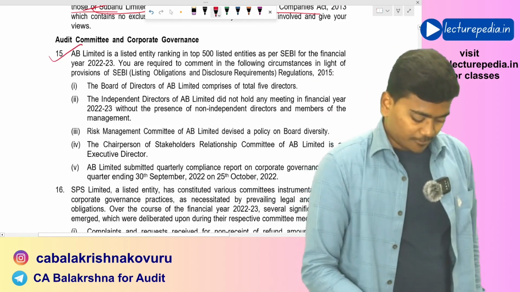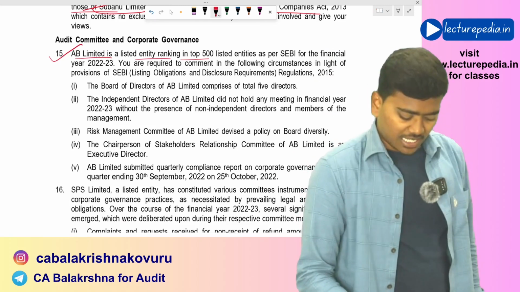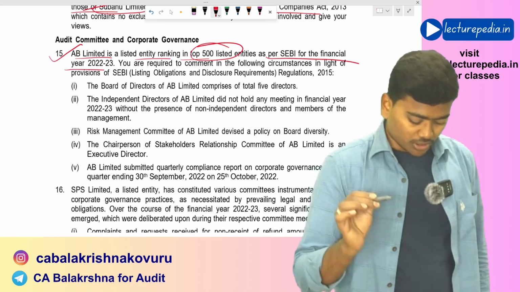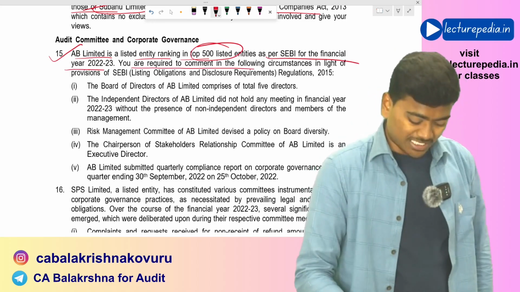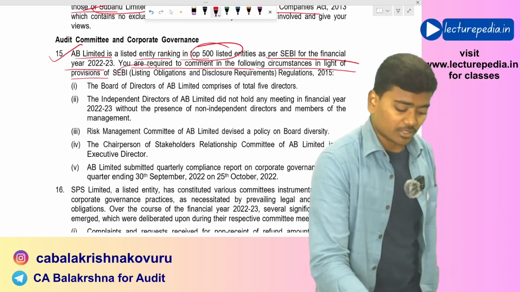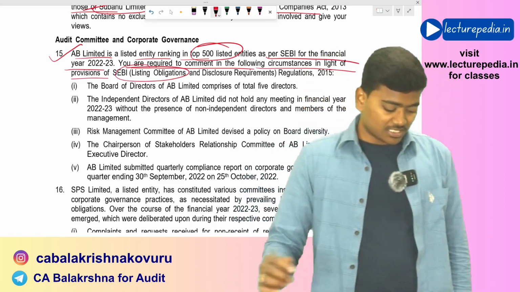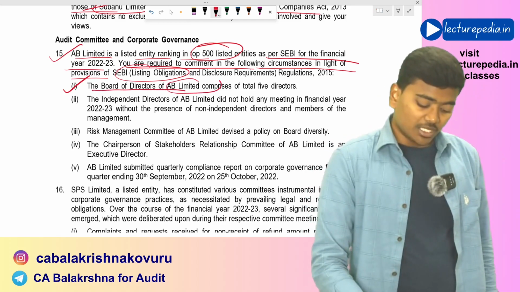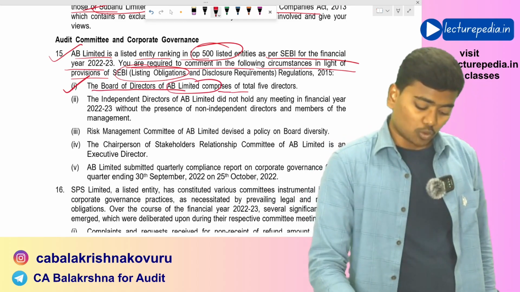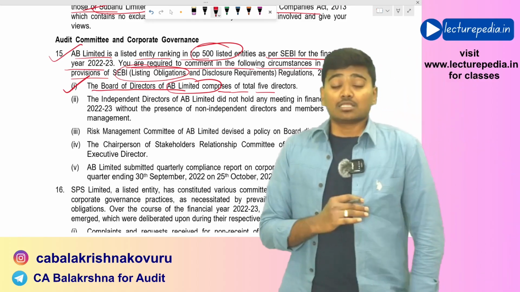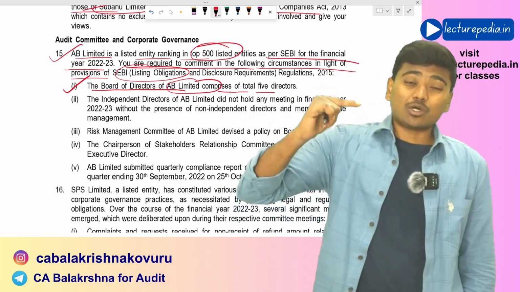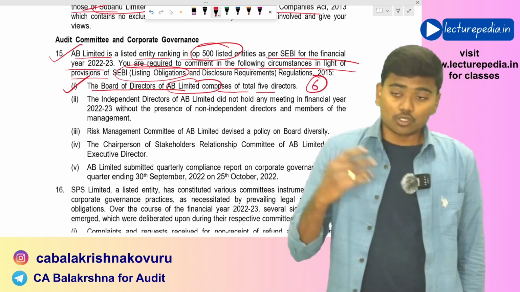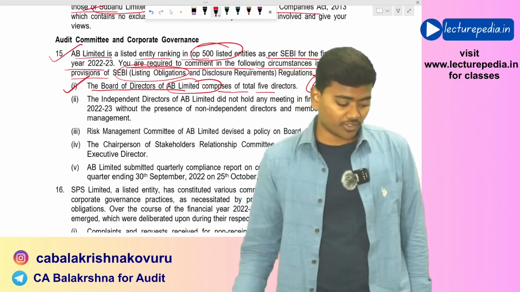Next, question number 15. AB Limited is a listed company ranking top 500 listed entities as per SEBI for the financial year 22-23. Okay, you are required to comment on the following circumstances in the light of SEBI LODR regulations. Okay, let us see. First point. The board of directors of AB Limited company comprises of total 5 directors. No, the board of directors of top 2000 listed entities must contain minimum 6 directors. So first point, it is in contravention of LODR regulations.